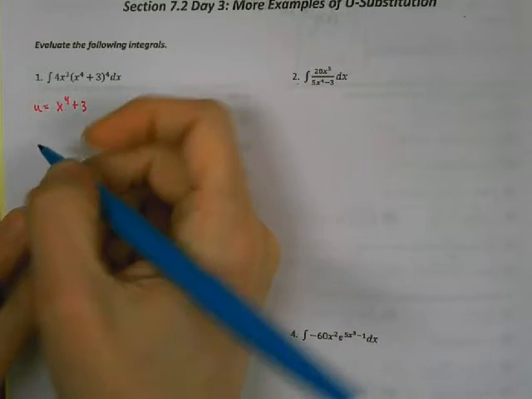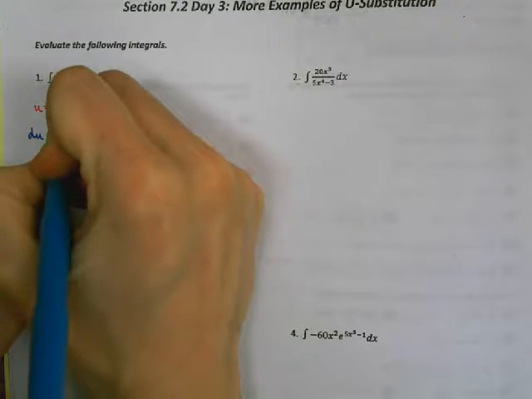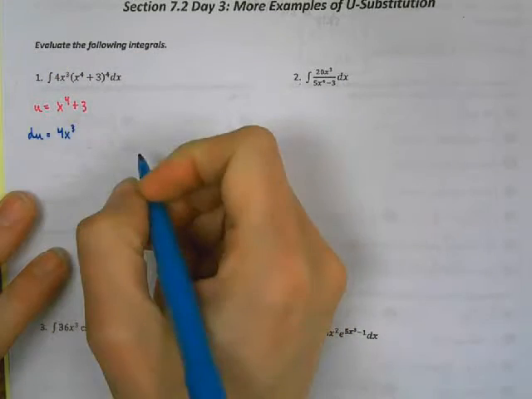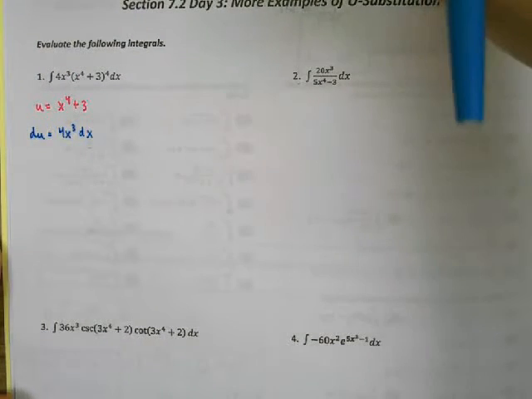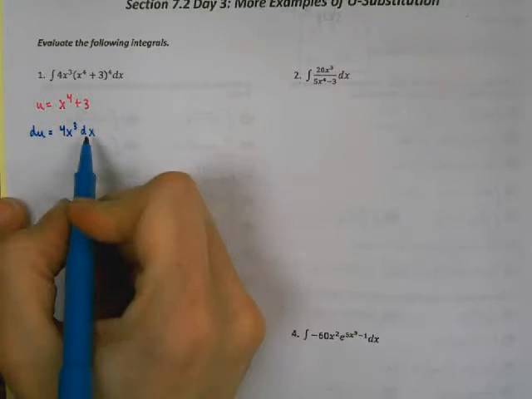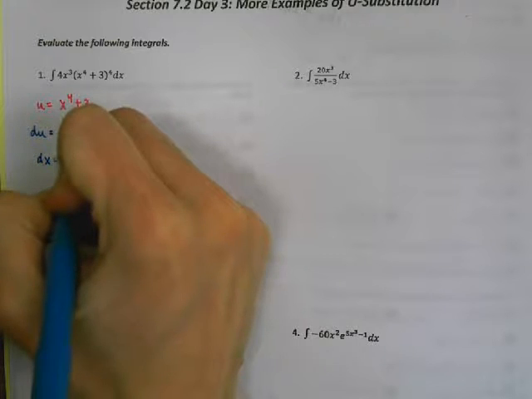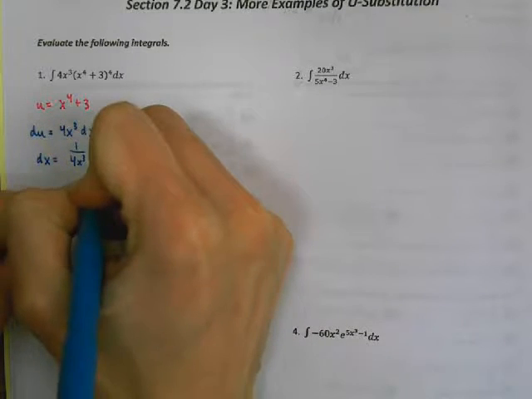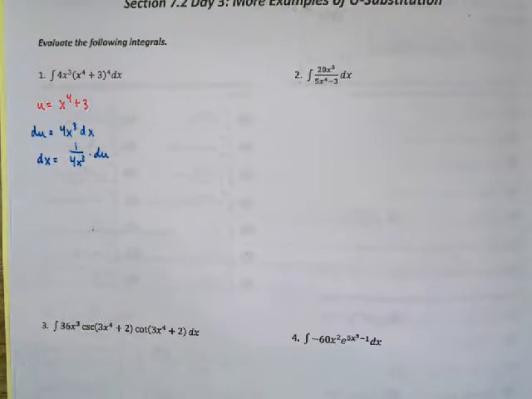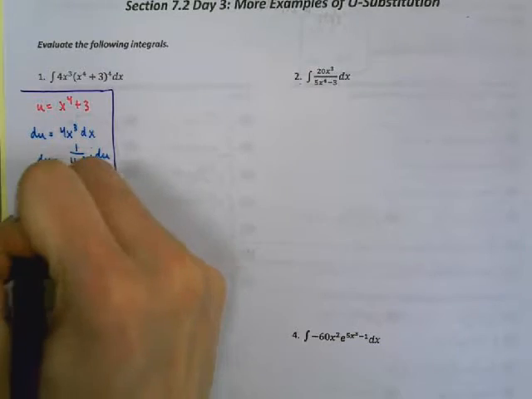Step 2, we're going to differentiate u. So we're going to find du, and so we're going to get 4x cubed. Our 3 is going to drop out, and then I'm going to have dx. So again, writing that like our differential. Okay. Next step is to isolate dx. So I know that dx is going to be 1 over 4x cubed times du. So now we've got the pieces that we need to go ahead and tackle this integral.